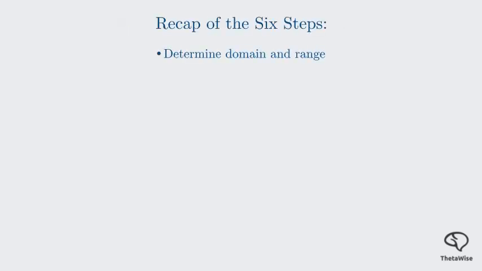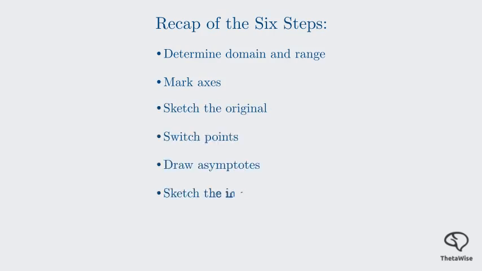So, to recap the 6 steps: determine domain and range, mark axes, sketch the original, switch points, draw asymptotes, and finally sketch the inverse. You've got this.